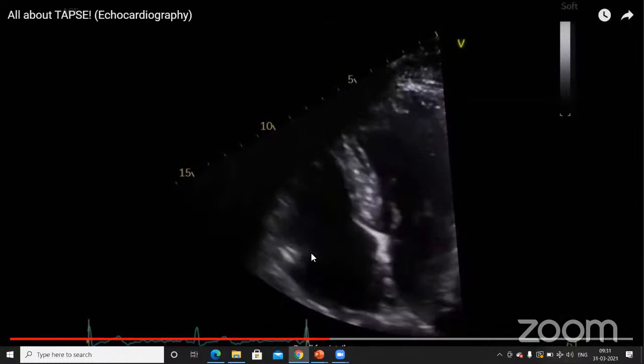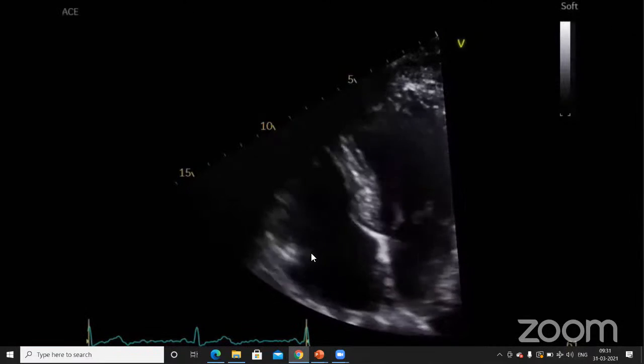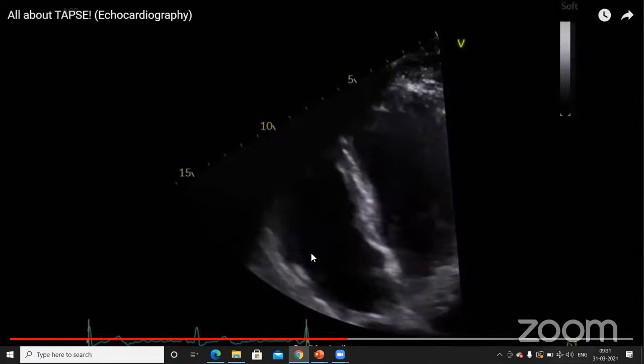What is TAPSE? TAPSE is called tricuspid annular plane systolic excursion. It's in the name itself, systolic. So TAPSE means systolic. You want to assess the systolic function of the right ventricle, you look for TAPSE.